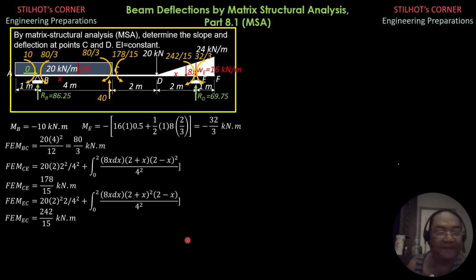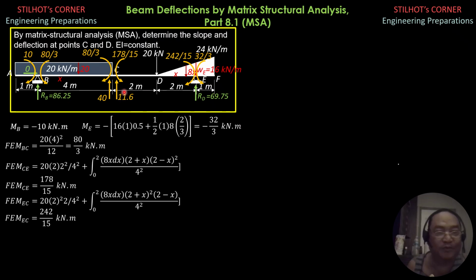So we have now the net loading, the nodal load at B. It is opposite to the net moment there. So the technique is 10 minus 80 over 3. That's negative 50 over 3. Negative means clockwise. Make it positive but clockwise as shown.